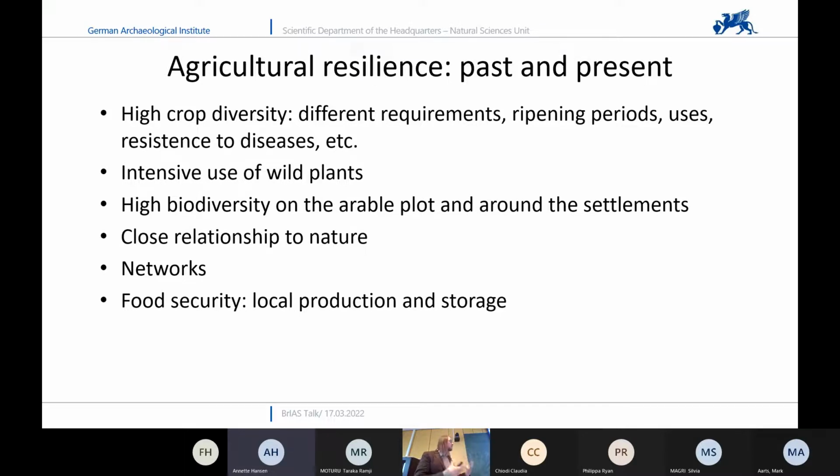The network seemed to be an essential part of this system, so it also doesn't work if networks are not working. And of course, the core of this food security is the local production and storage. So these might be some buzzwords to think about and see in which way from archaeology we could contribute further to current problematics.